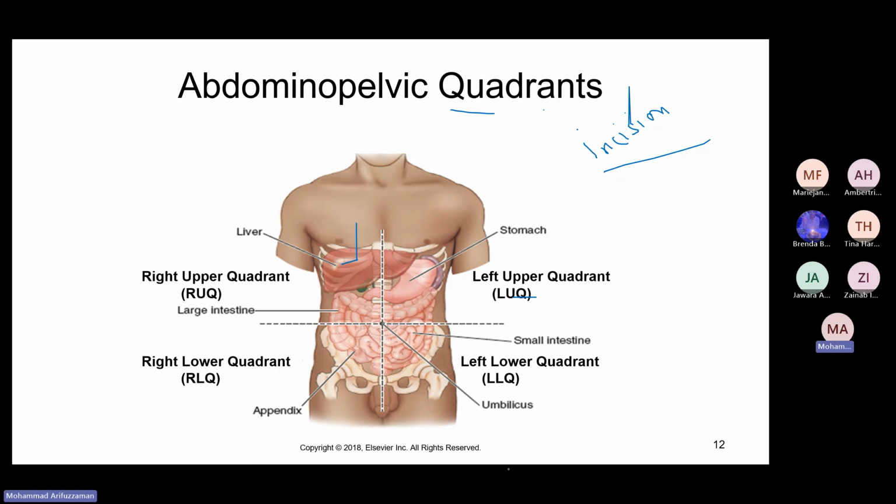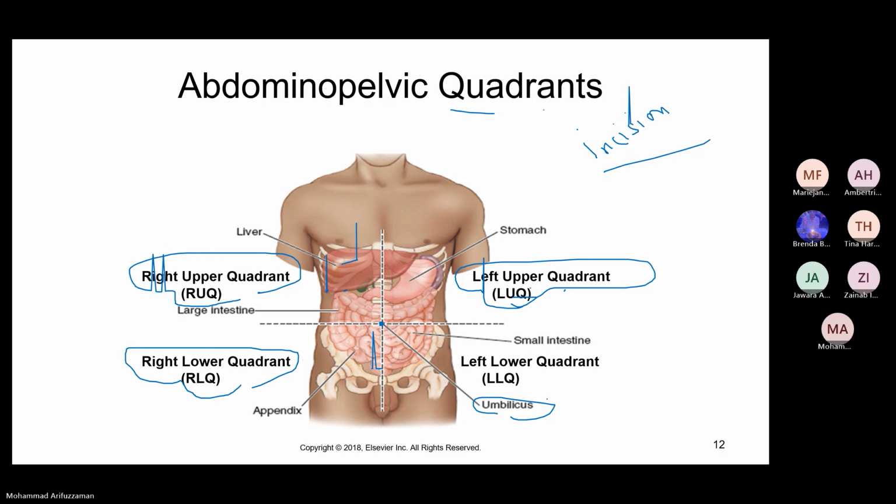So you can see here the quadrants. We can make 2 imaginary lines that divide the abdominopelvic cavity into 4 quadrants. This is the umbilicus, and you can see the perpendicular line. This is the right upper quadrant and the left upper quadrant, and then the right lower quadrant and left lower quadrant. Now you can see the 4 quadrants.